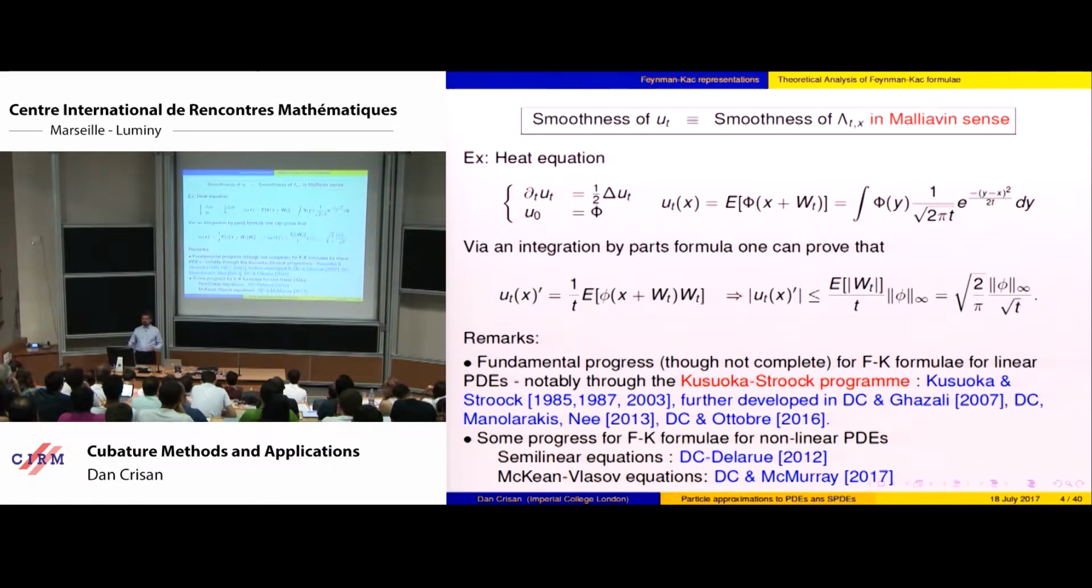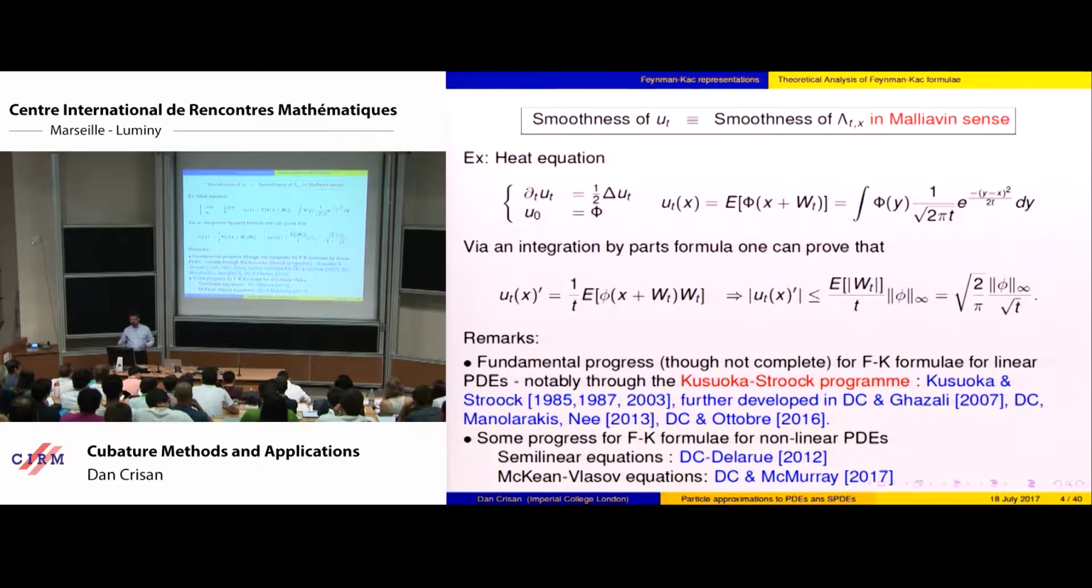Okay, so before I go on and tell you about the numerical approximation of these PDEs using cubature measure, I'd like to tell you a little bit about how you can use the Feynman-Kac representation for analyzing theoretically these PDEs or SPDEs. And the connection is really Malliavin calculus. In effect, if you want to analyze the smoothness of the PDE or the SPDE, then you can look at the smoothness of the functional that appears in the Feynman-Kac representation in the Malliavin sense.